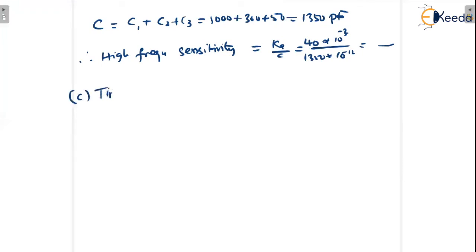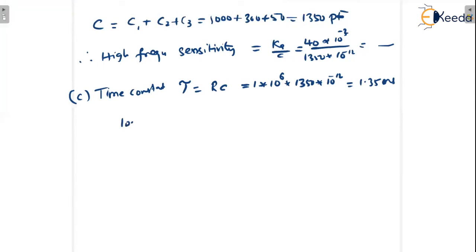And the third question was about the lowest frequency. For that you need to find the time constant, tau is equal to resistance into capacitance. So you'll get 1 into 10 power 6 into 1350 into 10 power minus 12, which will give you 1.35 milliseconds.